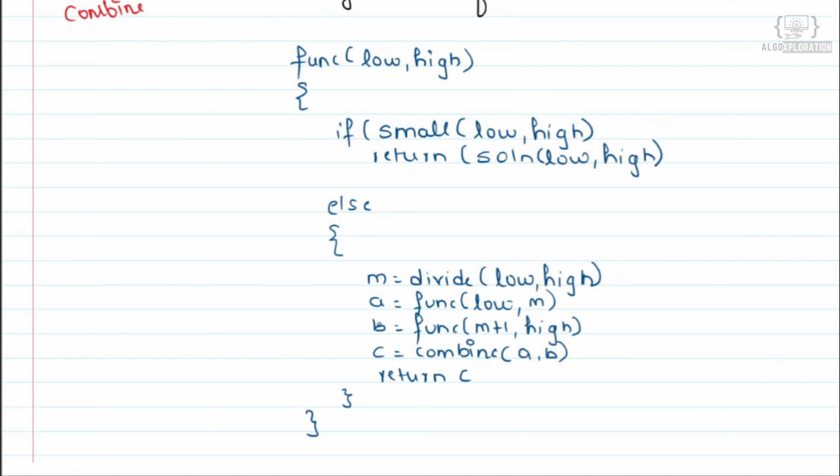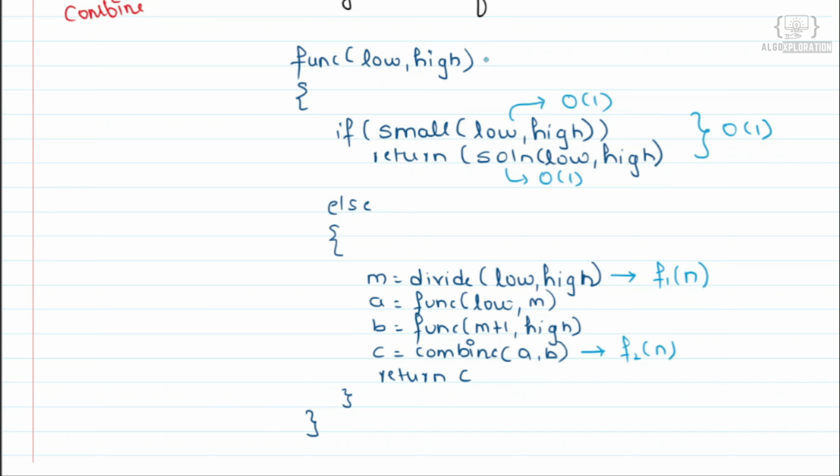So now let's analyze this function. We know that the termination condition will always take order of one time. So this small problem will always take order of one time. Now we don't know how much time it will take to divide the problem into subproblems, so let's say the time complexity will be f1 of n. Similarly, we don't know the time complexity to combine the subproblem solutions, so let's say this will take f2 of n.